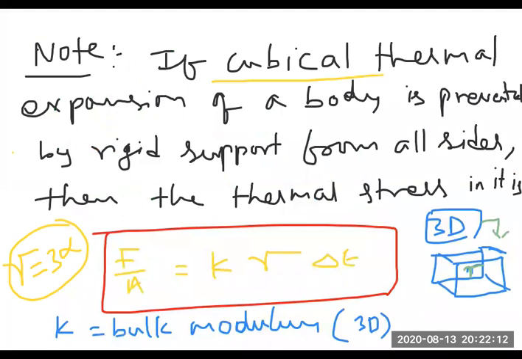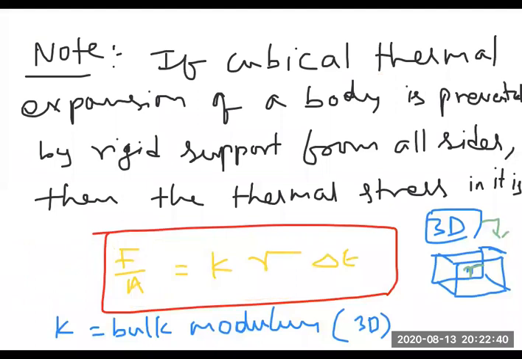When cubical, that is volume expansion, is given, this is the way we have to select. F by A is the thermal stress. In cubical cases, we have to use the formula thermal stress is K gamma delta T, where K is bulk modulus and gamma is the coefficient of volume expansion of solid. I hope you are clear with this topic now.